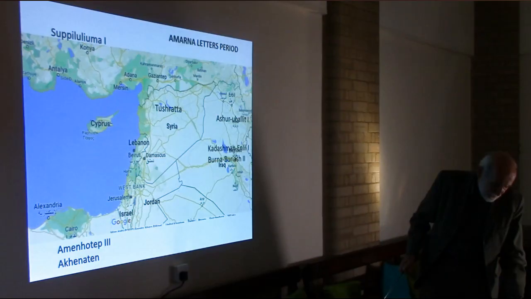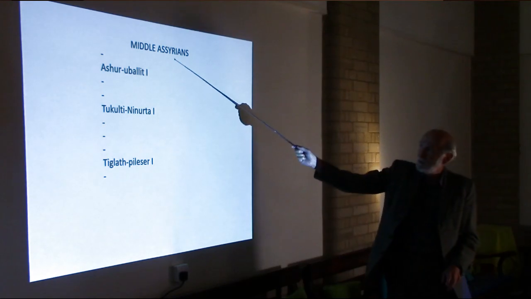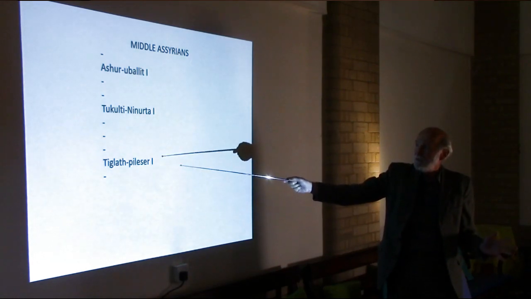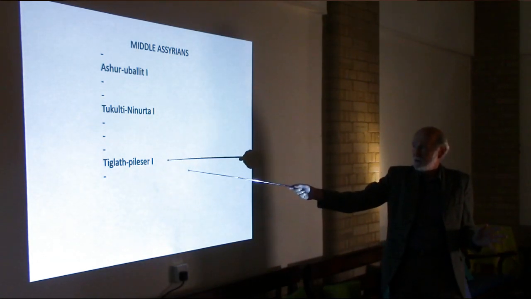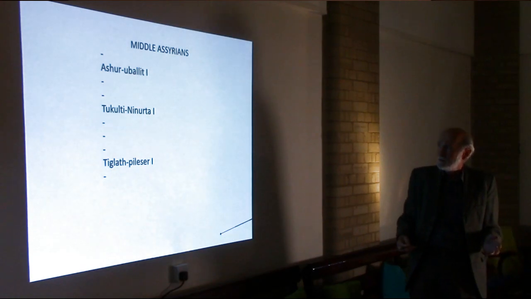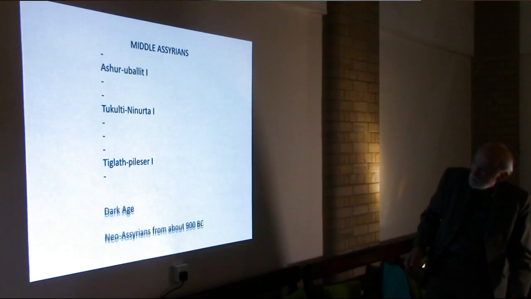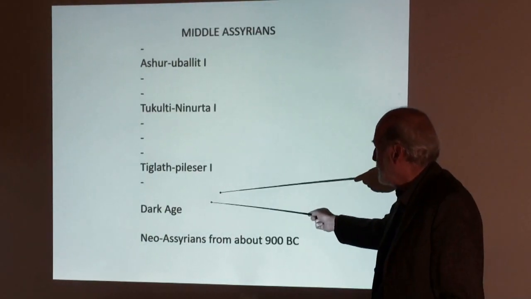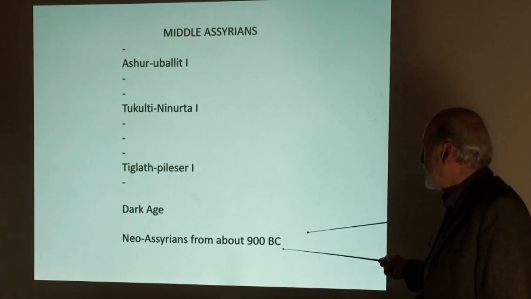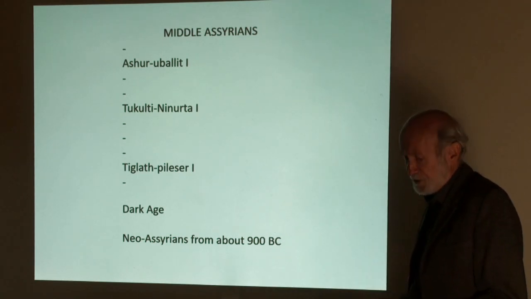To review the Middle Assyrian kings, the normal sequence is Ashur-uballit I, then several other kings, then Tukulti-Ninurta I, and, not really relevant today, later on, Tiglath-Pileser I. Now, these two were high points in Assyrian power. And just to put this more in context, soon after Tiglath-Pileser I, you get a Dark Age, and then the Neo-Assyrians from about 900 BC. Most of us are happy with Neo-Assyrian chronology from then on, at least the history.